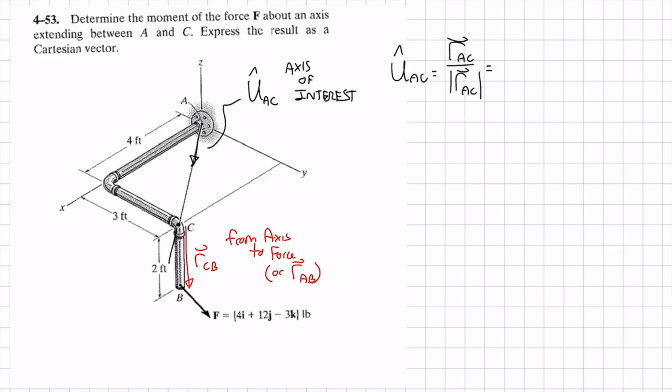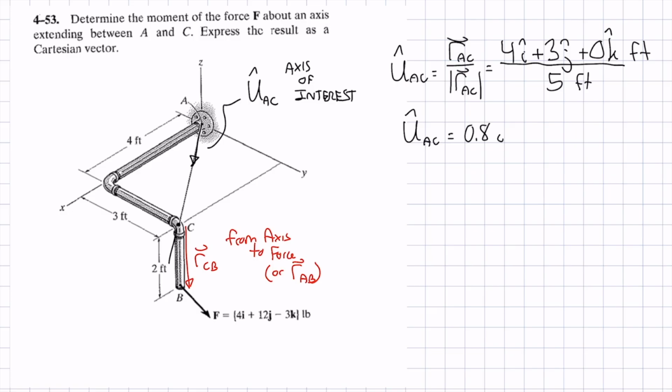so let's find the unit vector representing the axis of interest, u A C. We find that unit vector by taking the position vector r from A to C, which turns out to be 4i hat plus 3j hat plus 0k hat feet, and then we divide by the overall magnitude, which turns out to be 5 feet. So the overall unit vector is 0.8i hat plus 0.6j hat plus 0k hat. And there are no units because it is a unit vector.